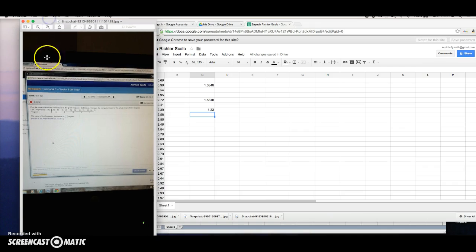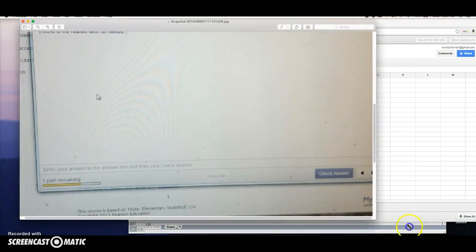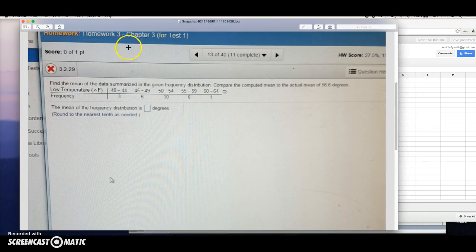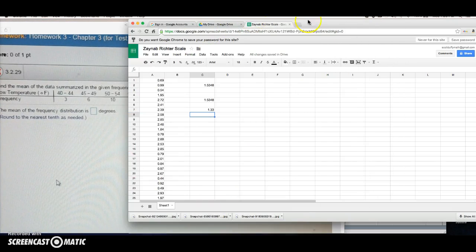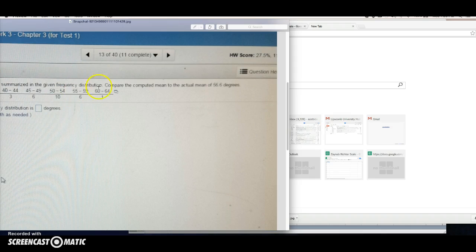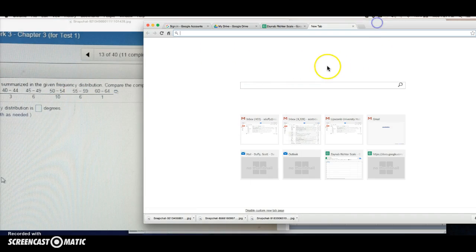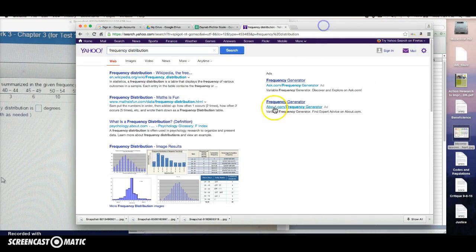Now this is the hard one right here. So what I did is I went to Google, and the key words here are frequency distribution. So I put in frequency distribution. And I said, what is going to pop up? Wikipedia, Math is Fun. That's our key.